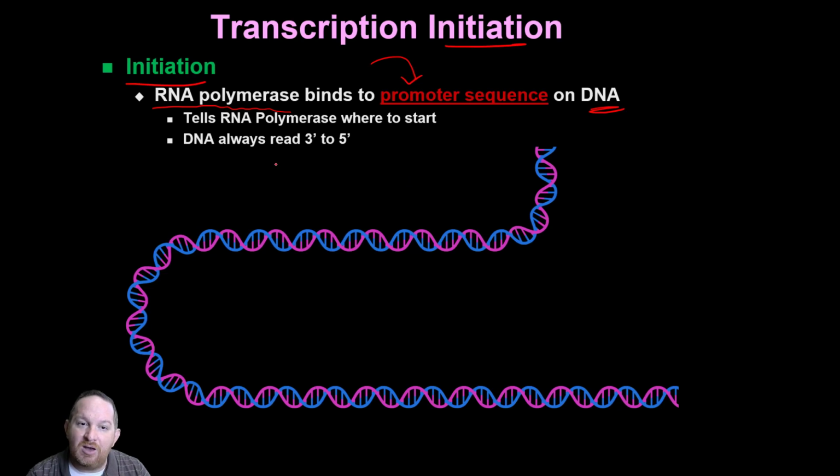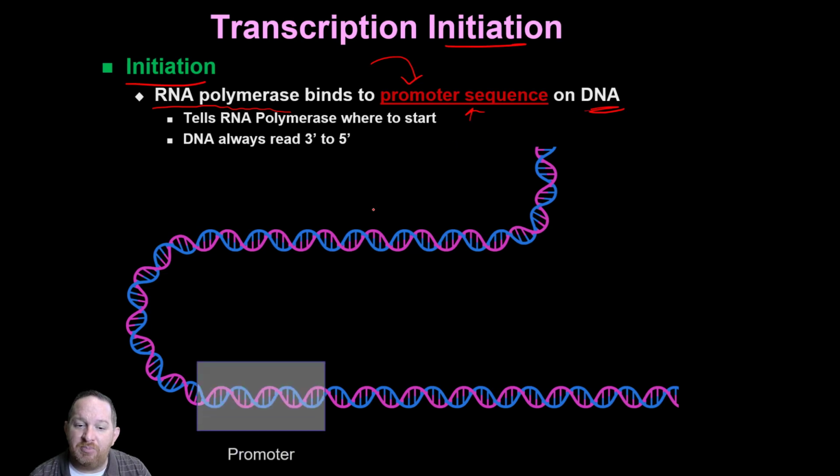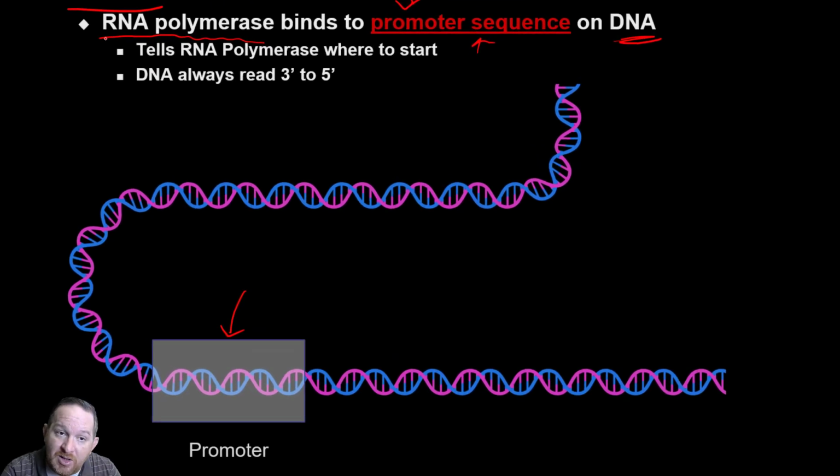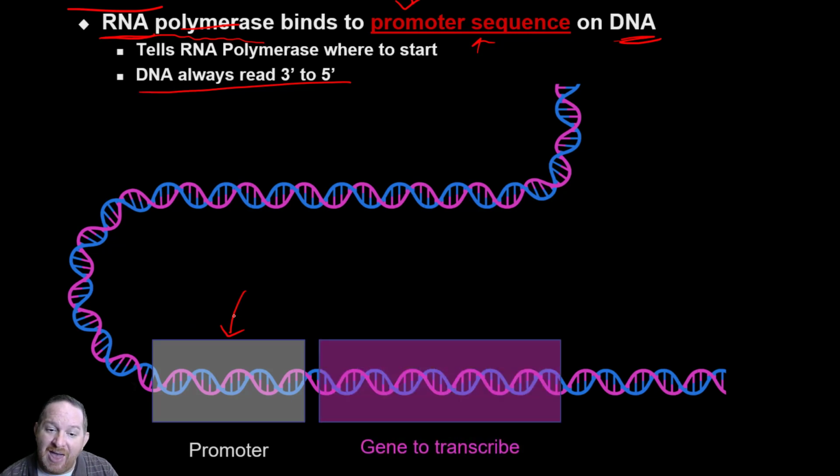But we need RNA polymerase to come and bind to the DNA somewhere so it can start making our messenger RNA. There is a sequence on the DNA called the promoter sequence. So it's just a region of the DNA where the RNA polymerase will bind. Now remember that DNA is always read 3' to 5', so the RNA polymerase will bind to the 3' end of the template strand, and then it will go on and transcribe the gene.